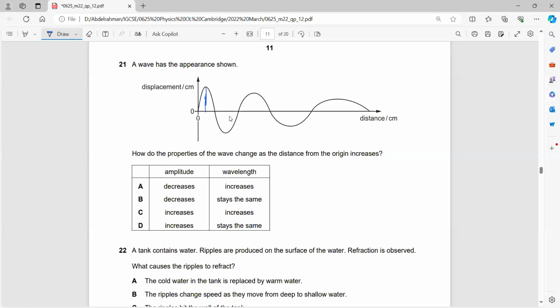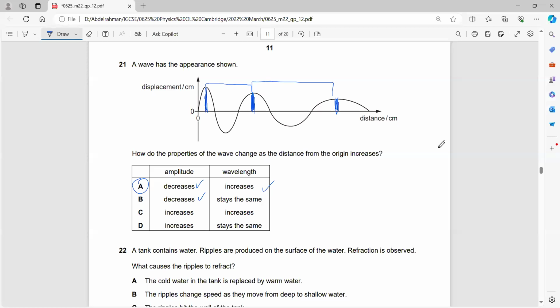And then, as we move on, what happens to the amplitude? The amplitude keeps on decreasing. What happens to the wavelength? Initially, it had a short wavelength, and then the wavelength kept on increasing. So the only right answer would be A. The amplitude decreases and the wavelength increases.